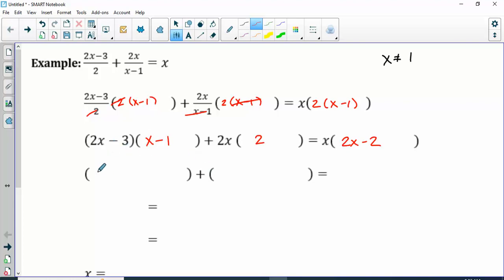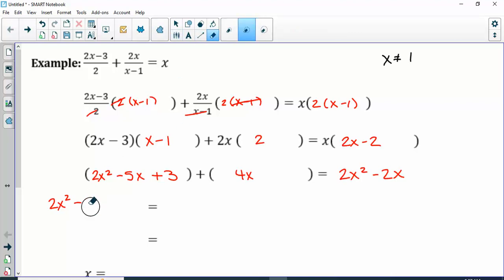Alright, so now if I multiply it all out, we get 2x squared minus 2x and minus 3x will be minus 5x plus 3 plus 4x equals 2x squared minus 2x. Alright, so if I add these like terms first, so we get 2x squared. They cancel with that. Yeah, I just haven't done that yet. I was just adding these, but you can go ahead and do that.